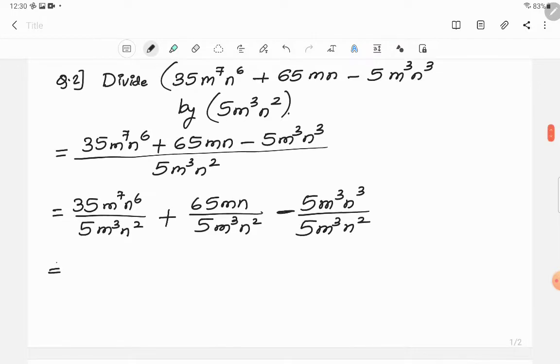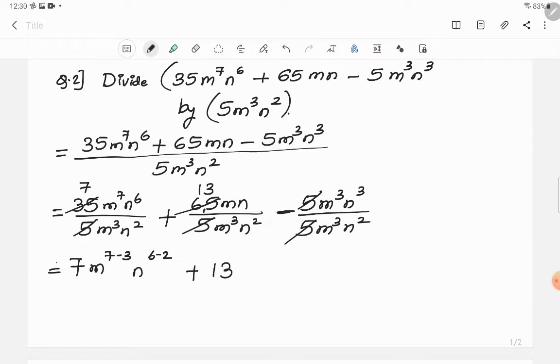First we'll handle the numbers. 5 ones are 5, 5 sevens are 35. 5 ones are 5, 1 remainder, 5 threes are 15. 5 and 5 cancel. So what we end up getting? m to the power 7 minus 3, n to the power 6 minus 2. I'm using the quotient law in this case, because they were lengthy expansions, plus 13.